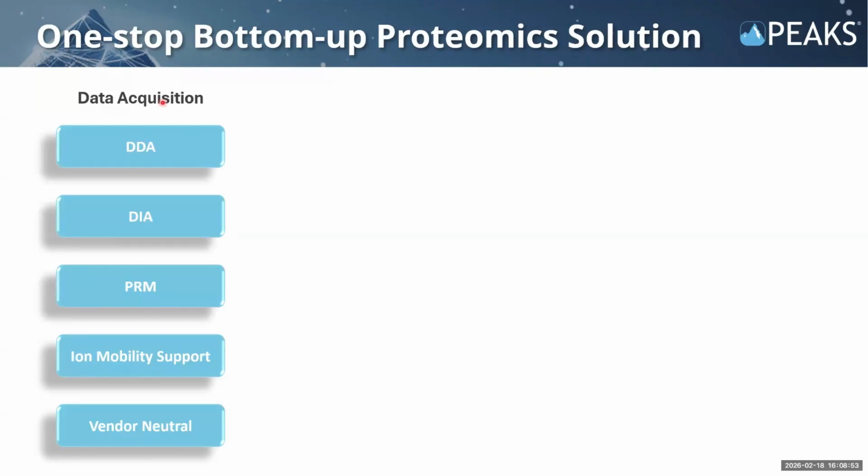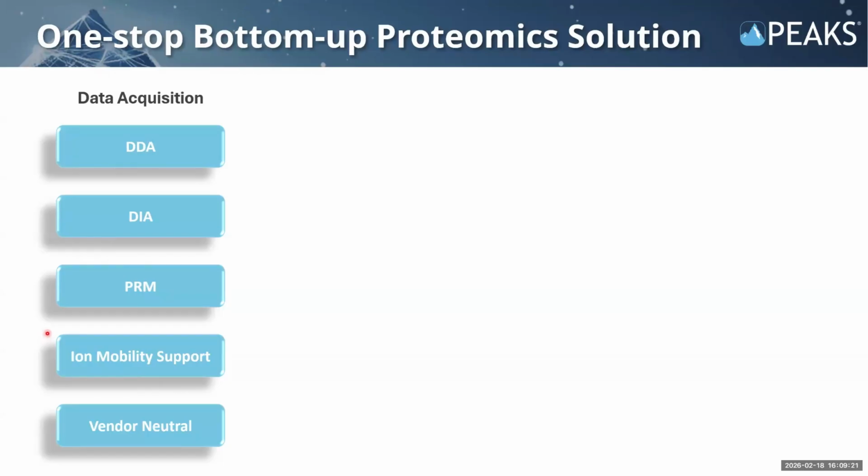So we are a vendor-neutral software, so regardless of what mass spec vendor you use, you can load in the raw data into Peaks and analyze it without actually having to convert the data. And for each data type, we have a workflow-driven analysis for each of the types of acquisitions. We also do support ion mobility as well. So if you have an instrument containing ion mobility, we do support that to allow you to load the data into Peaks.